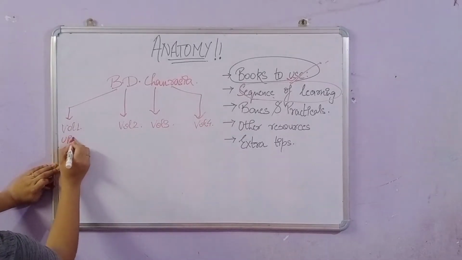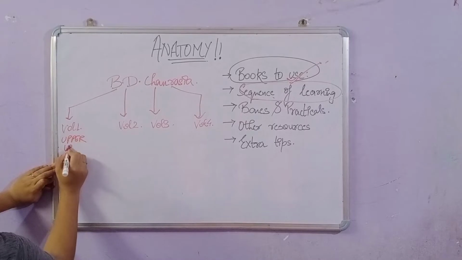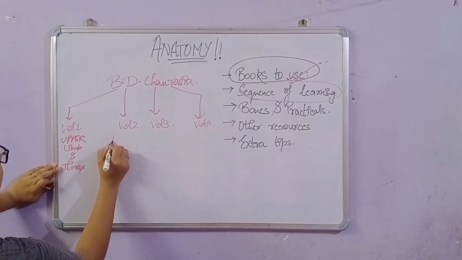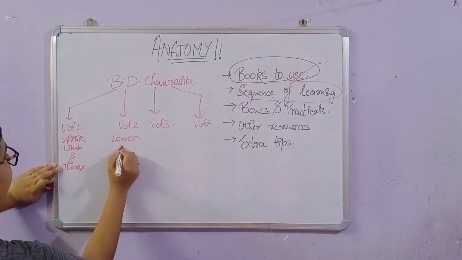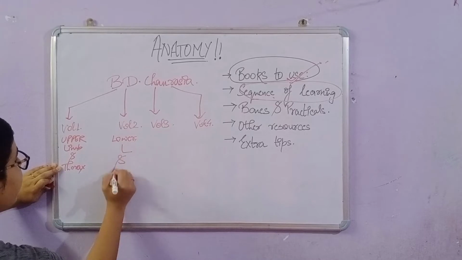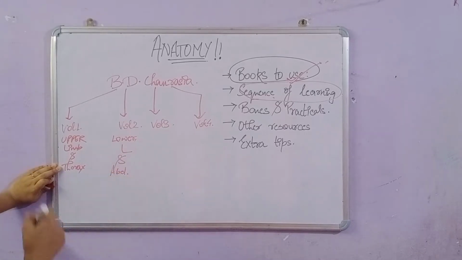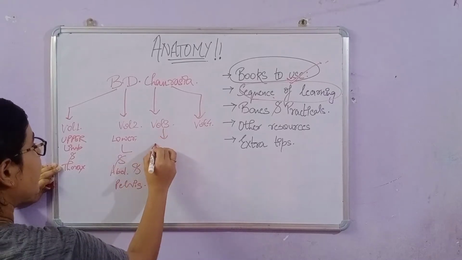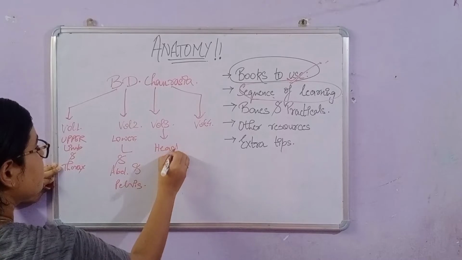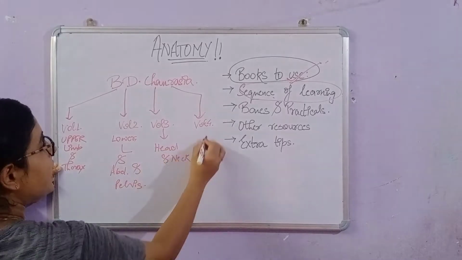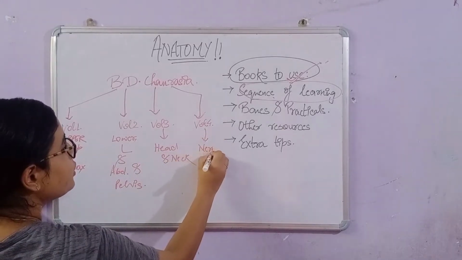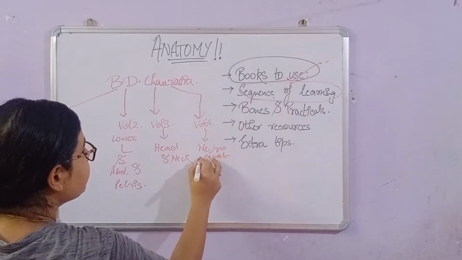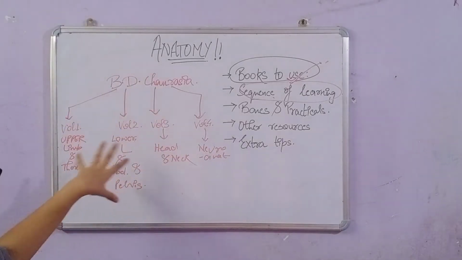In the first one, you have upper limb and thorax. In the second, you have lower limb, and I'll mark limb as L, and abdomen. ABD is abdomen and pelvis. In volume 3, you have your head and neck. And in volume 4, you have neuroanatomy, that is the brain anatomy. So these are the 4 things that you will see.